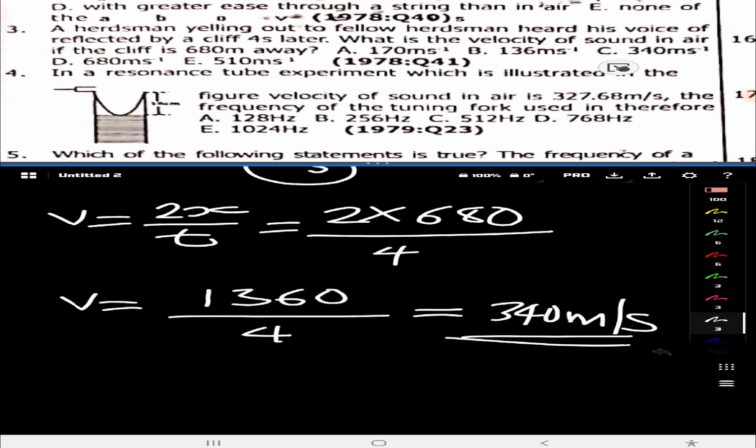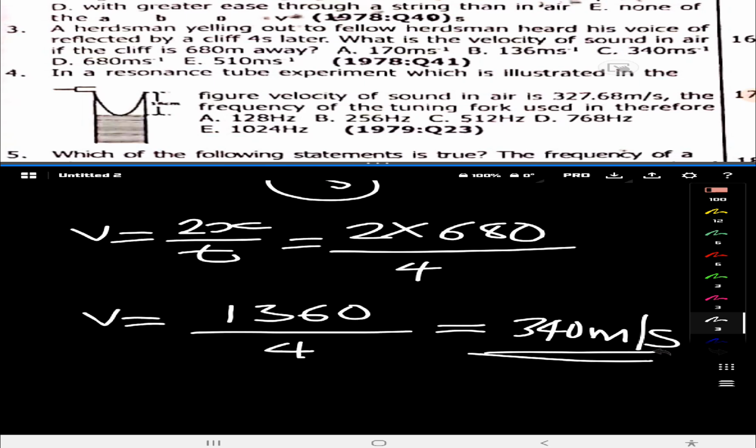We'll go to the next one. Remember, these are only the questions where you get solving, but I will leave you with a task. Solve this question for me: a herdsman yelling to a fellow herdsman heard his voice reflected off a cliff 8 seconds later. What is the velocity of sound in air if the cliff is 320 meters away? Next one is number 4.